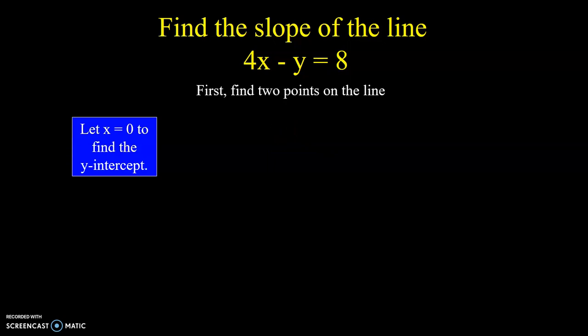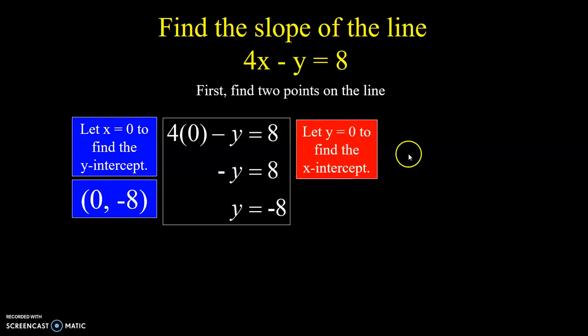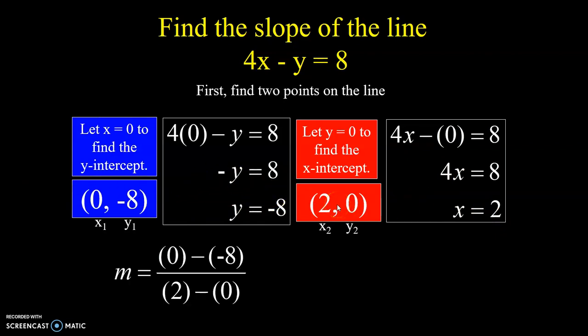If you're going to find the y-intercept, let x equal to 0. If you're going to find the x-intercept, let y equal to 0. So therefore here, if x is equal to 0, we have y is negative 8. But if y is equal to 0, we have x is equal to 2. So therefore we have 2 points now. So we have point 1 and point 2. Now we can find the slope of the line, which is 0 minus negative 8, because here negative minus negative is positive, over 2 minus 0, so therefore we have equal to 4.